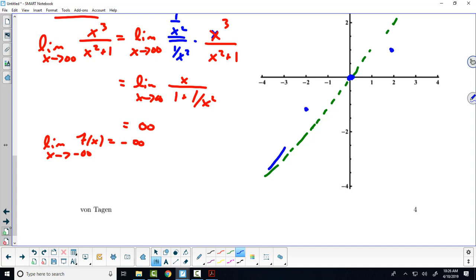So we're increasing in a concave up manner, increasing in a concave down manner, increasing in a concave up manner, increasing in a concave down manner. And there's the graph of that function.